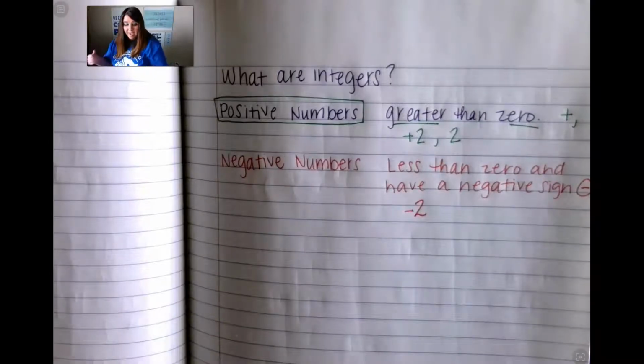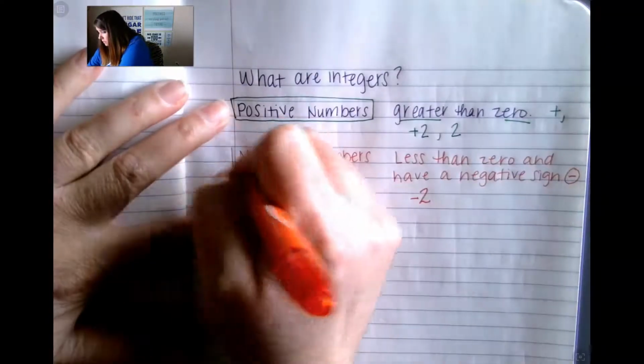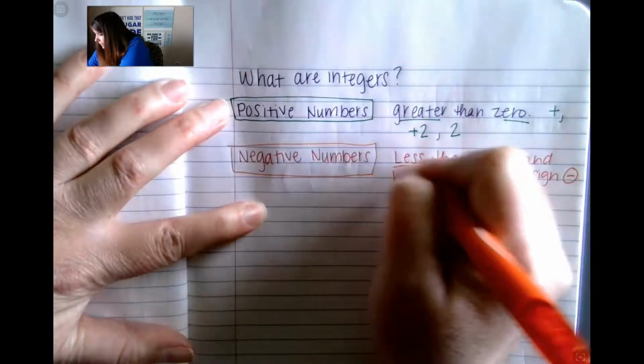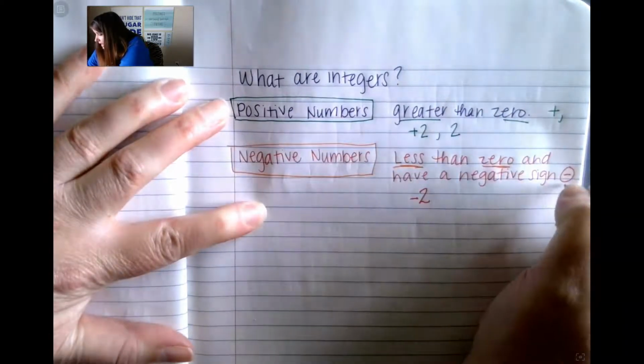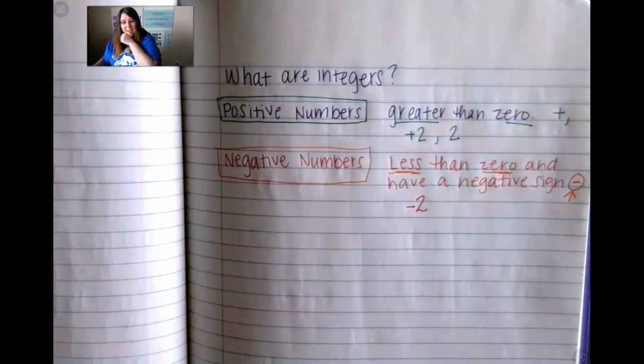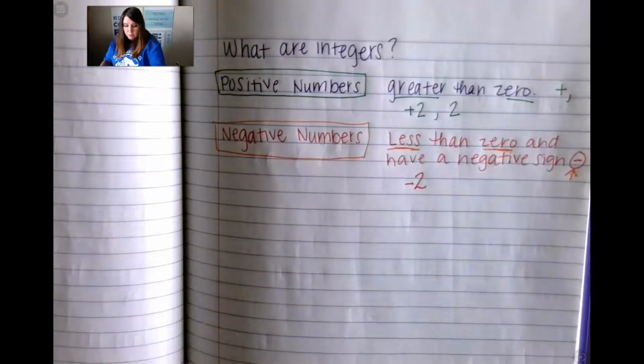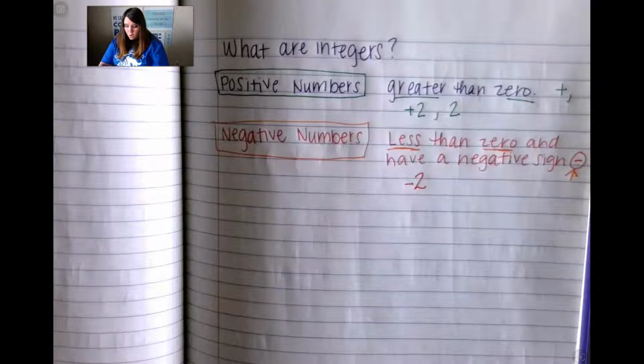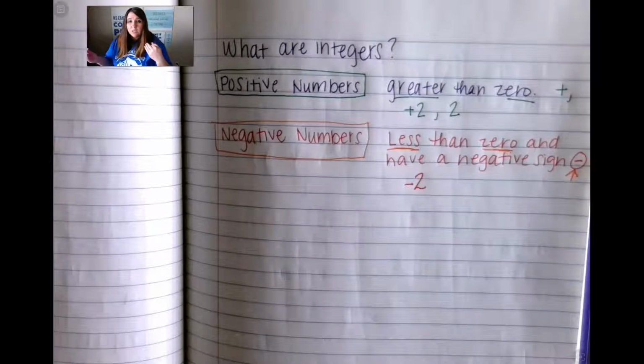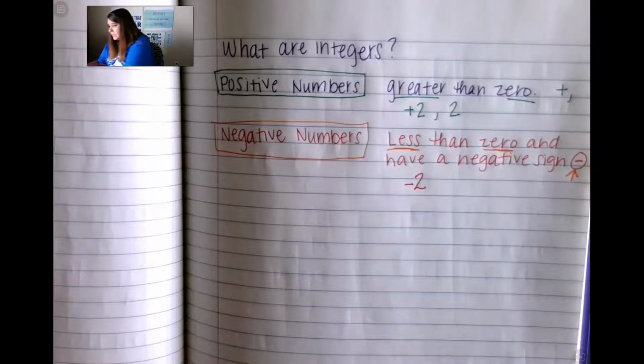Both positive and negative numbers are actually integers. So both positive and negative numbers, let's go back to negative. So negative is less than 0, and it has that negative sign. Okay, and the word integers. Integers is a really special number because integers are whole numbers and their opposites, which means the negatives. So integers are positive and negative numbers that don't have any fractions or any decimals.